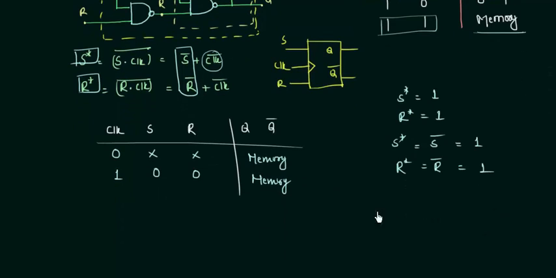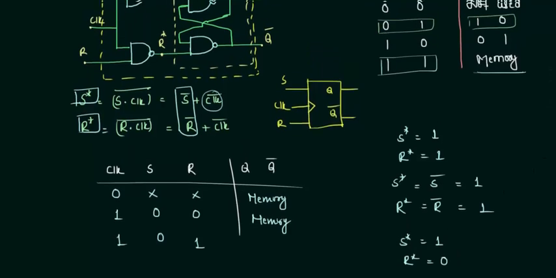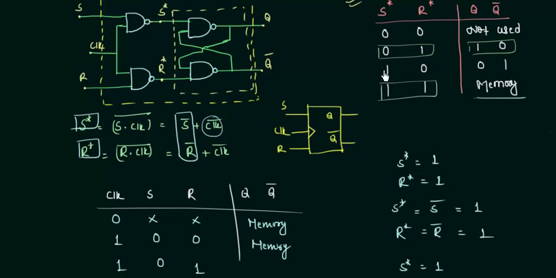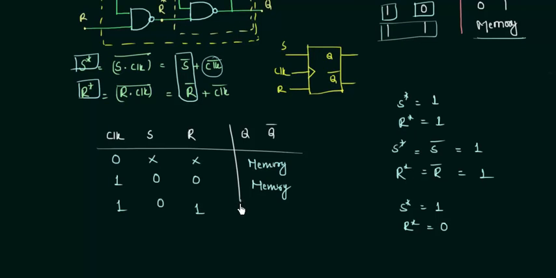Okay, and if clock is 1 again and S is 0 and R is 1, in this case S star will be what? 1, and R star will be what? R star will be 0. So for 1 and 0 we have to check from this truth table. When S is 1 and R is 0, we are having Q as 0 and Q complement as 1. So let's write it down here. Q as 0 and Q complement as 1.